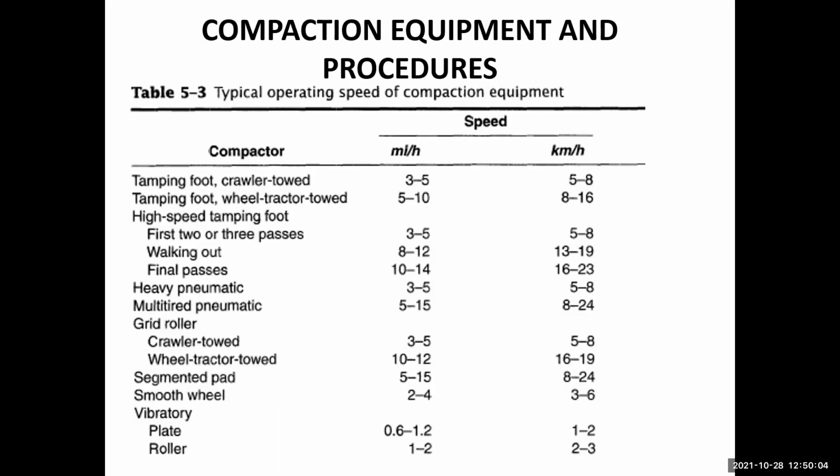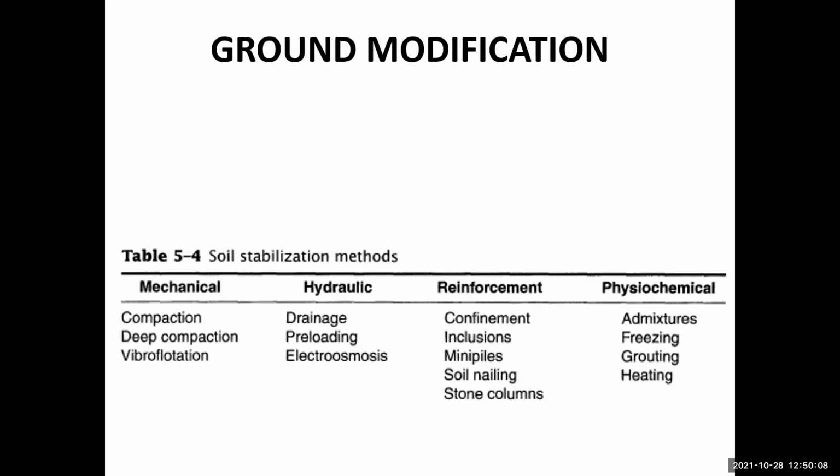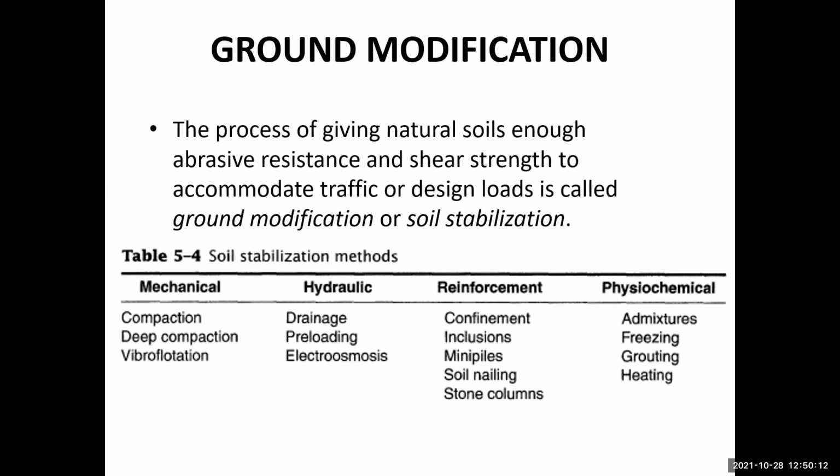Okay, our next topic, that was the topic for the compaction. Our next topic is the ground modification. So what is this process? The process of giving natural soils enough abrasive resistance and shear strength to accommodate traffic or design loads is called ground modification or soil stabilization.